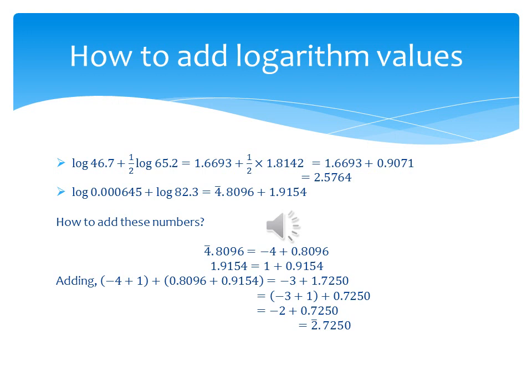We separate the characteristic and the mantissa part and add the characteristic separately and the mantissa part separately. So bar 4 becomes minus 4 now. So minus 4 plus 1 becomes minus 3. Plus add the decimal part as if you were adding normal decimal numbers, you add the mantissa part. So minus 2 plus 0.7250. This minus 2 is once again represented as bar 2.7250.